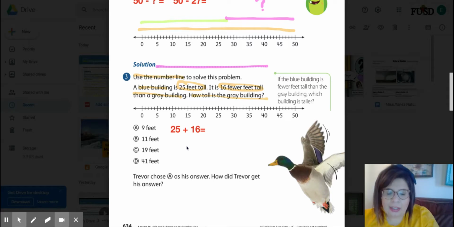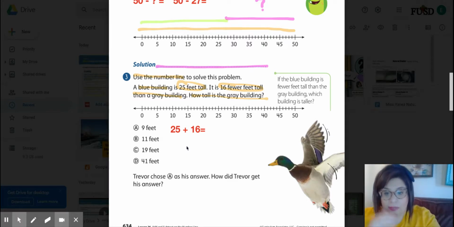So I want you to think about it. I started an equation there for you. I would like you to use the number line to solve this equation. You can use the jumps or you can use the line segments. So you can choose A, B, C, or D when you find your solution, and I'd like you to circle it. But please make sure you're using the number line. So you have 25 feet and 16 feet.